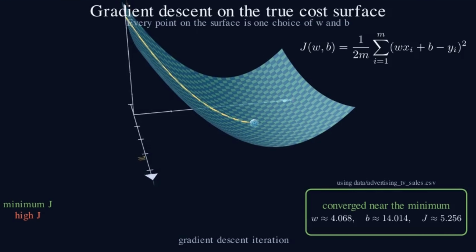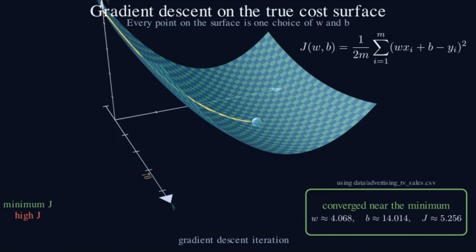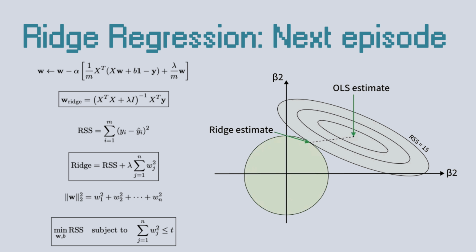In the next episode, we'll move beyond a single feature. We're going to add multiple inputs, split our data into training and testing sets, and introduce ridge regression, where we add a penalty term to help prevent overly large weights.